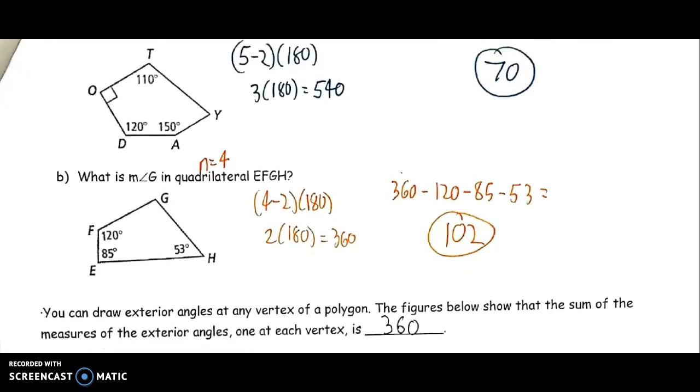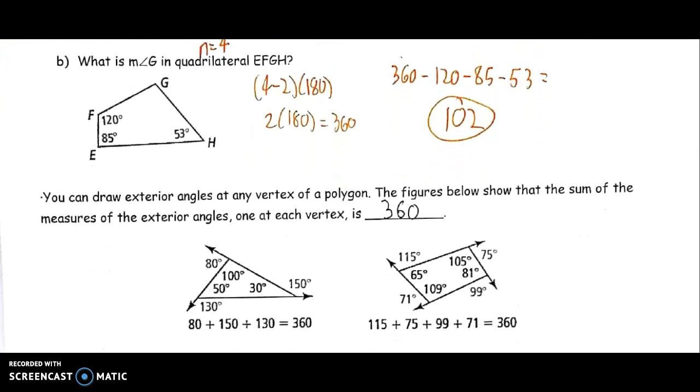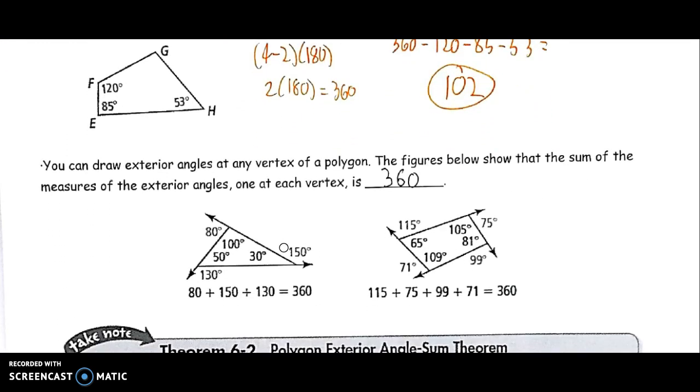So we've been working at interior, but we can draw what we call exterior angles at any vertex of a polygon. These 2 figures below show the sum of the measures of the exterior angles, with 1 taken at each vertex. So for example, I have 1 at this vertex, that would be an exterior angle of 150. Another exterior angle is 80 degrees, and this third exterior angle is 130. If I add those 3 exterior angles together, I'll get 360 degrees.